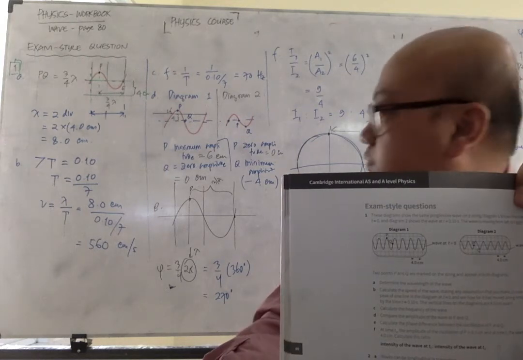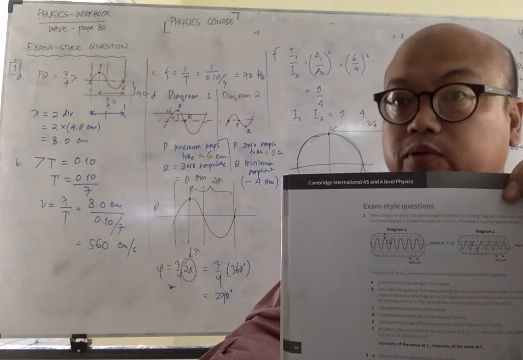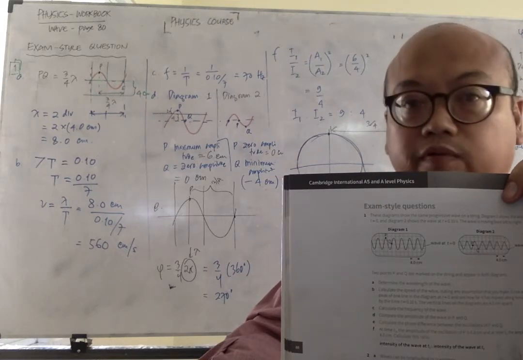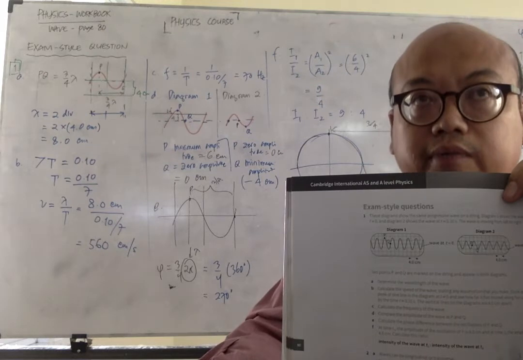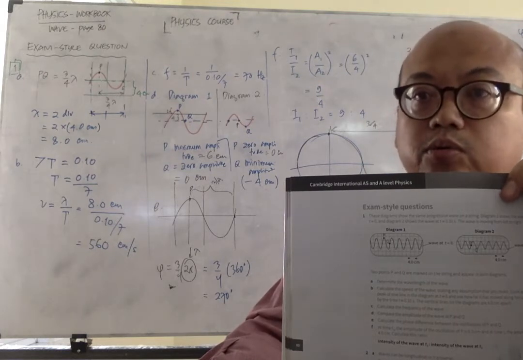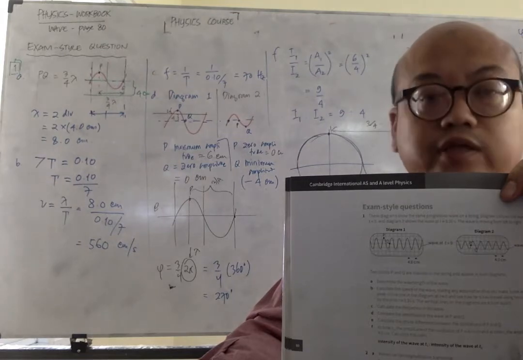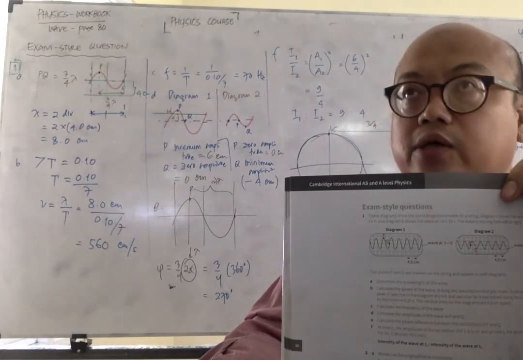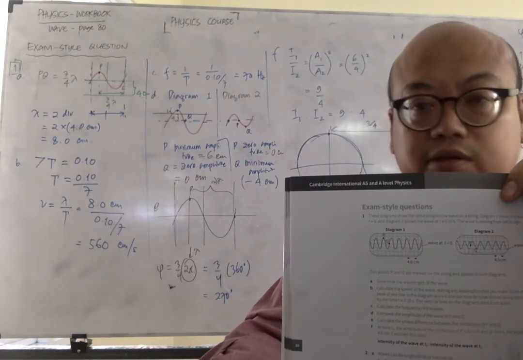Points P and Q are 3/4 lambda apart. But let's say we are talking about the lambda. The lambda is 2 div. So we can calculate: if one div is 4 centimeters, then 2 div equals 8 centimeters. So that's the answer. The lambda is 8 centimeters.